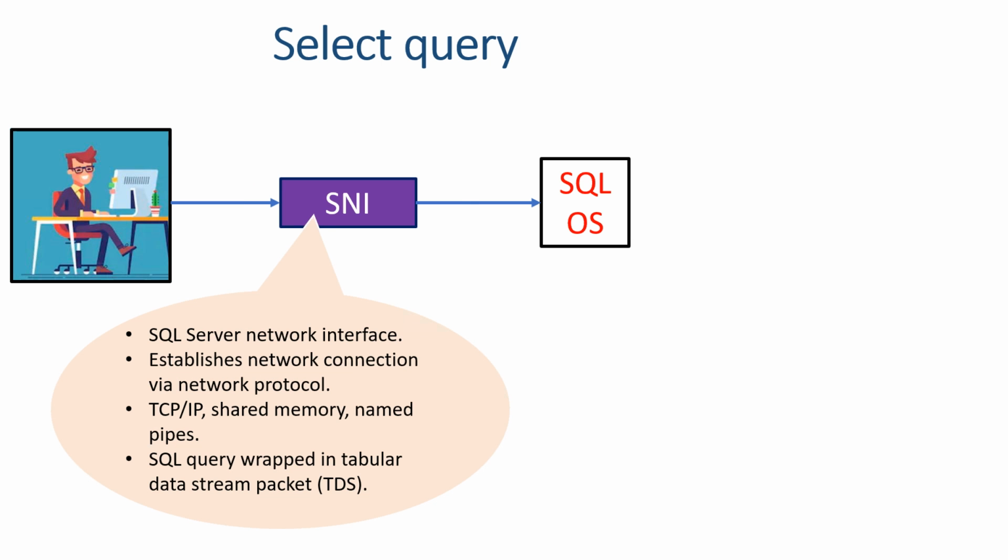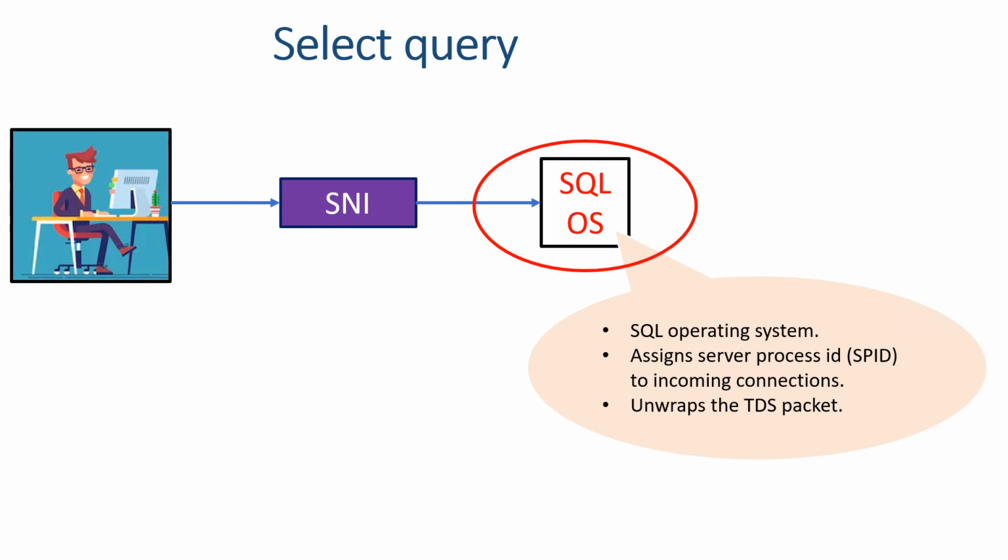Once the TDS packet has reached the SQL operating system, the SQL operating system will identify that incoming connection as a SQL connection, and it will assign a SPID to it. You know the SPID, right? The SQL process ID. Whenever you run sp_who2 or sp_who, you will find SPID numbers like 67, 94. Those SPIDs are the active connections which are made to the SQL server.